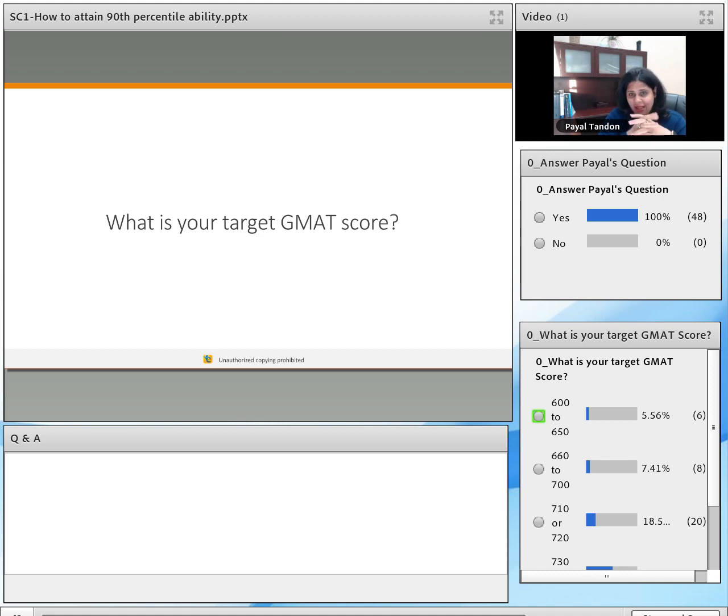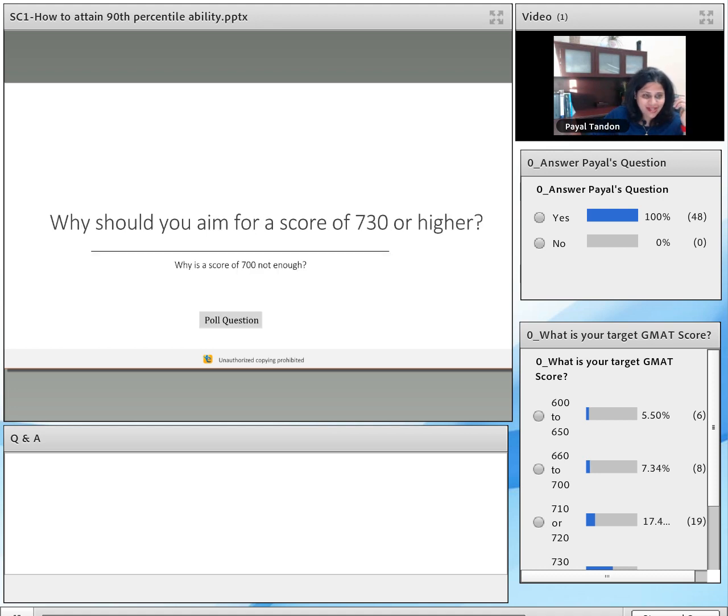Okay, but the next slide that I'm going to talk about is going to make sure that people who are aiming for a 730 plus score know what is at stake if they don't get to that score. And for people who are aiming for 710 or 720, the 20 of you over here, I would want you to rethink your target score, okay, because there's quite a lot at stake there.